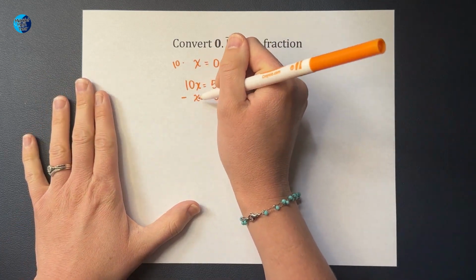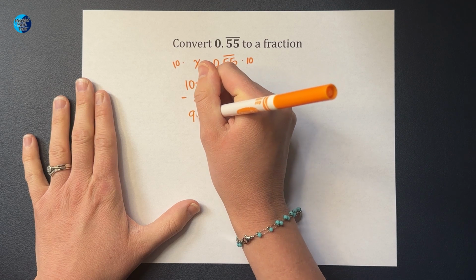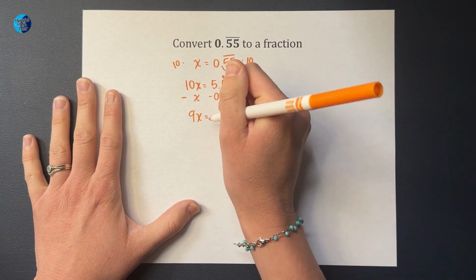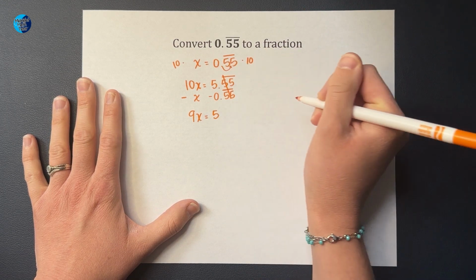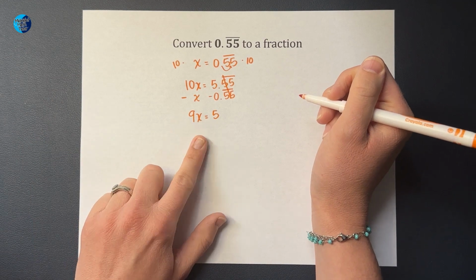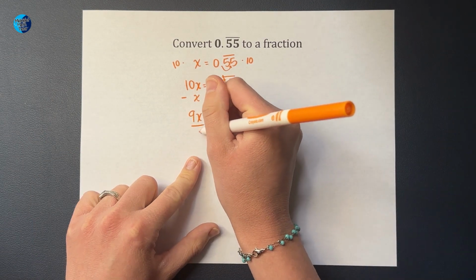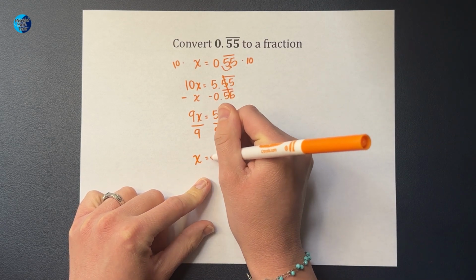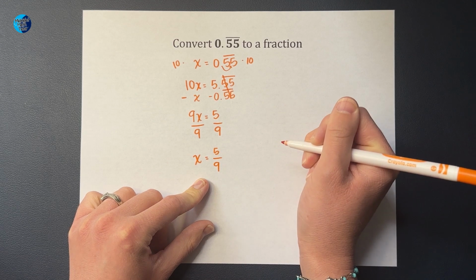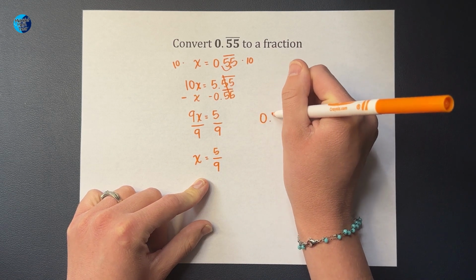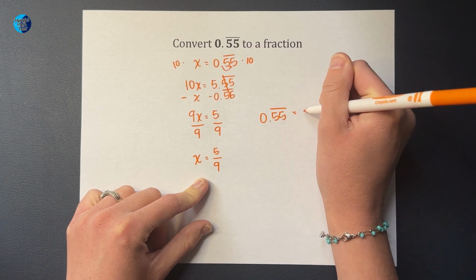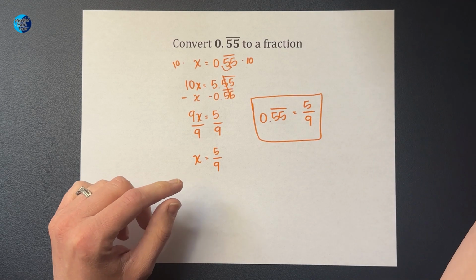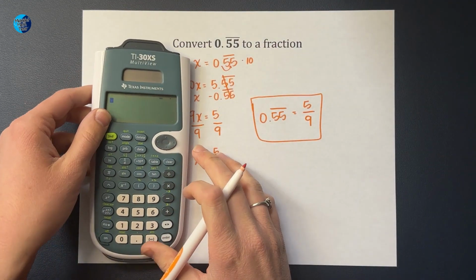So when I do that, 10x minus an x gives me 9x. And then our repeating is gone, which is what we wanted. So I'm just left with 5 over here. And now this is looking very doable. I just want to get x alone, so I'm going to divide by 9 on both sides. And I end up with x equals 5/9. So 0.55 repeating converted to a fraction is 5/9.